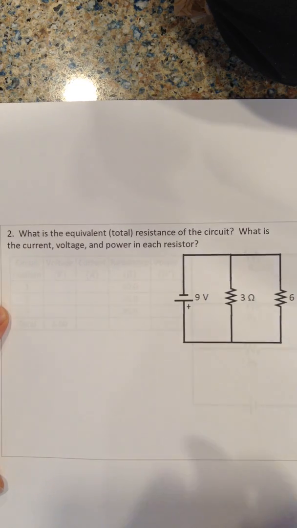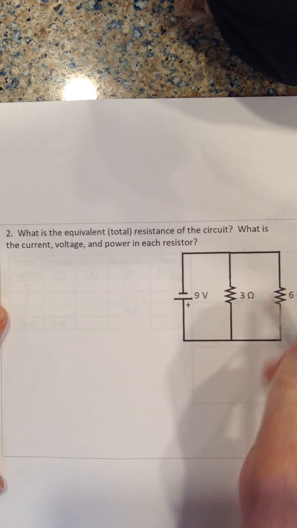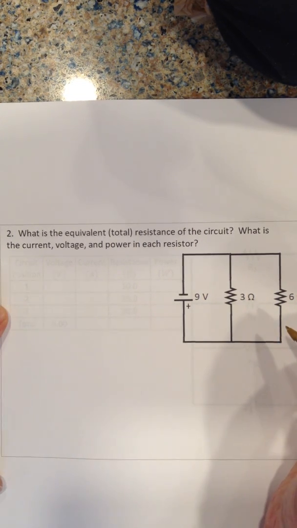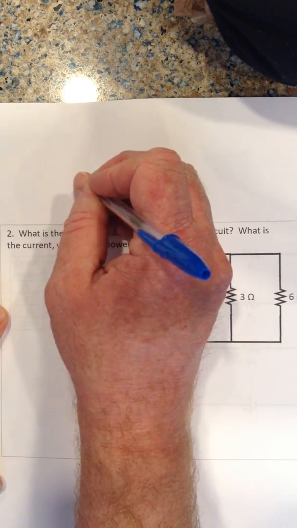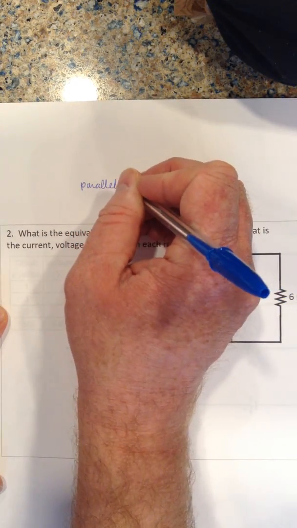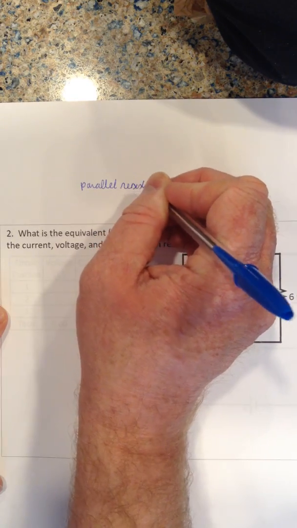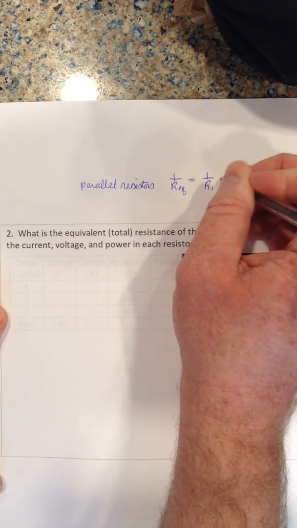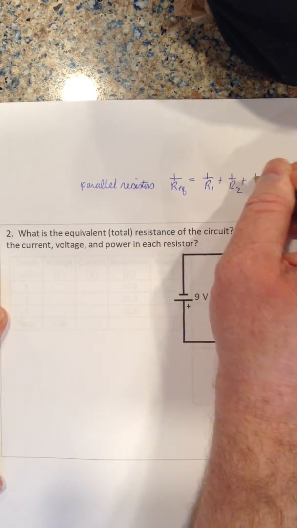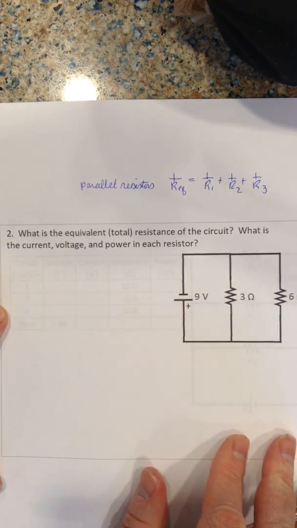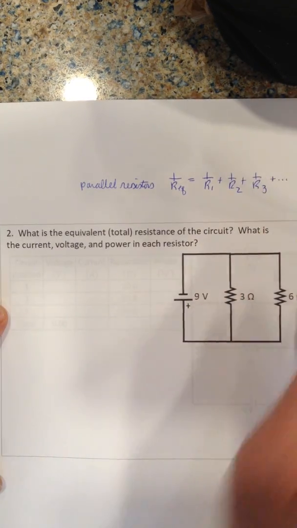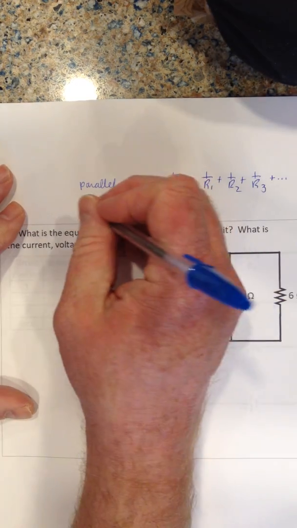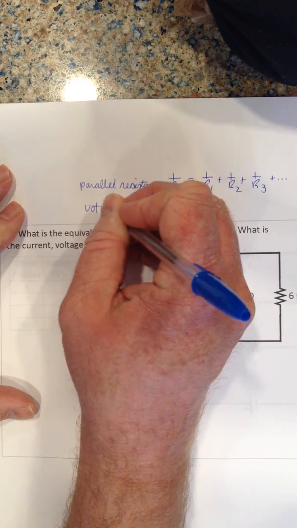Okay, now these are in parallel, and you can tell because they're parallel, like railroad tracks. So for parallel resistors, 1 over Req equals 1 over R1 plus 1 over R2 plus 1 over R3, however many there are. So it's a little more complicated, right? All right, now voltage in parallel. That's right, I said voltage.